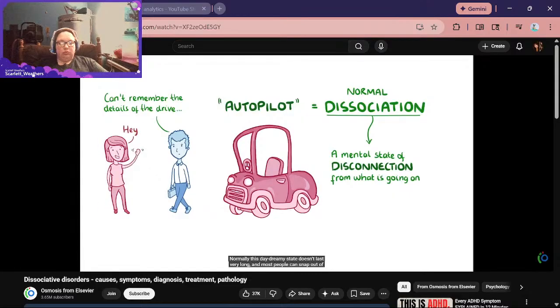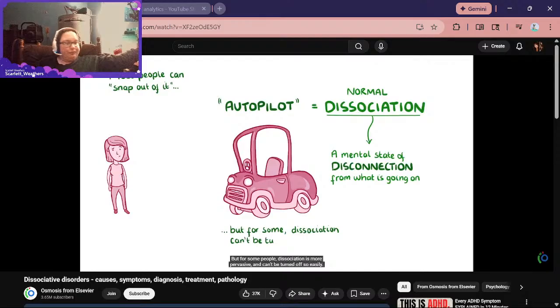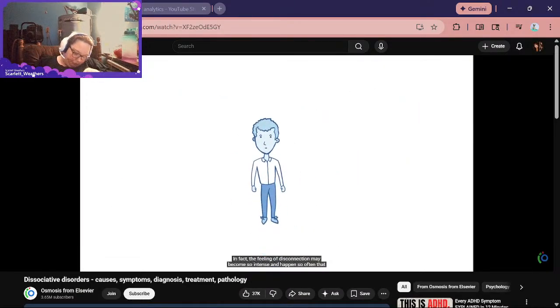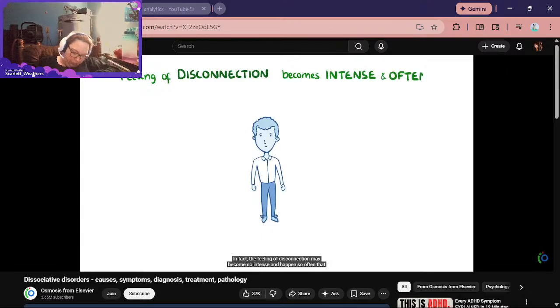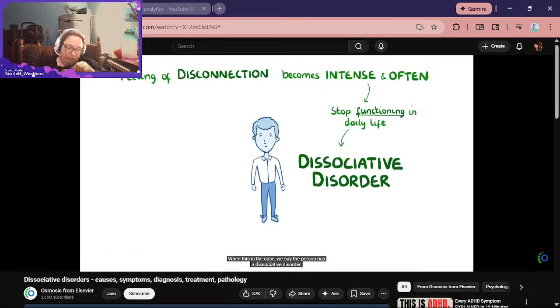Normally, this daydreamy state doesn't last very long, and most people can snap out of it if something or someone requires their attention. But for some people, dissociation is more pervasive and can't be tuned out of so easily. In fact, the feeling of disconnection may become so intense and happen so often that it stops a person from functioning in their daily life. And when this is the case, we say that the person has a dissociative disorder.